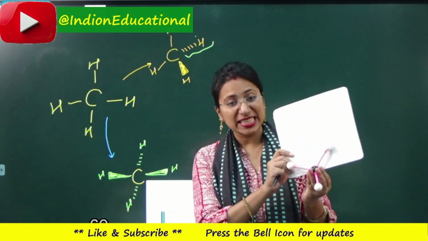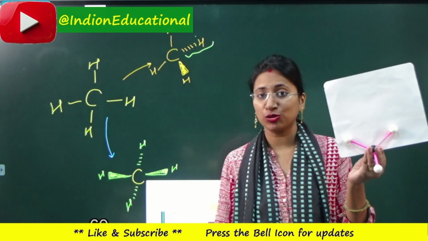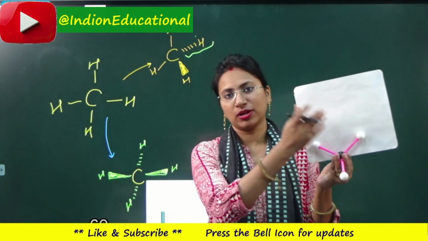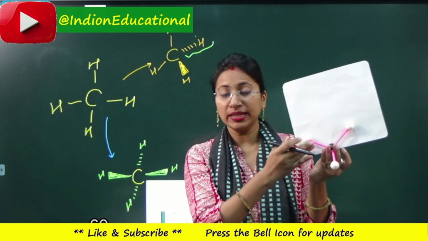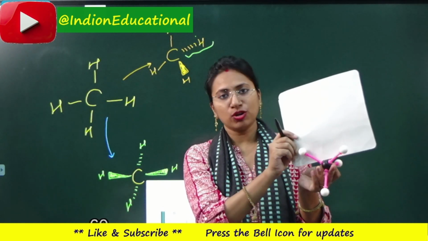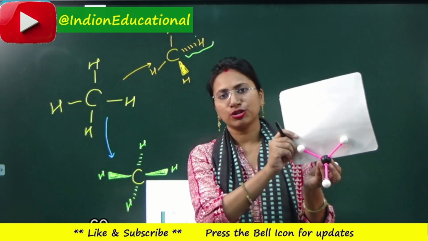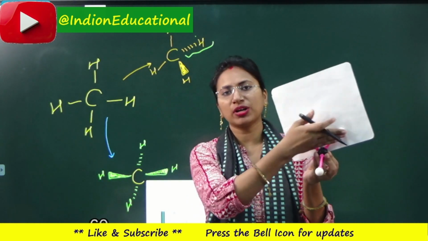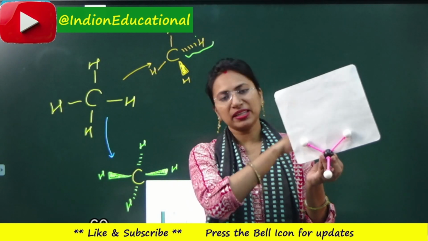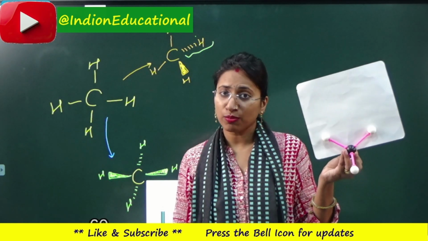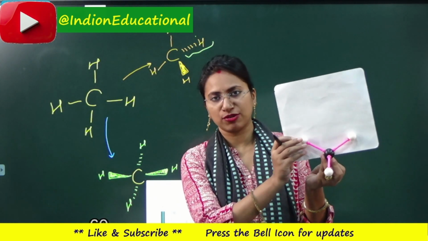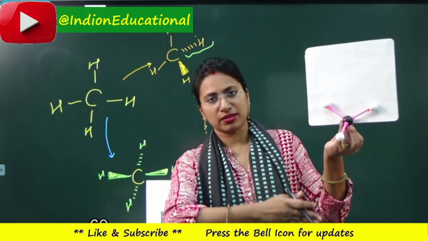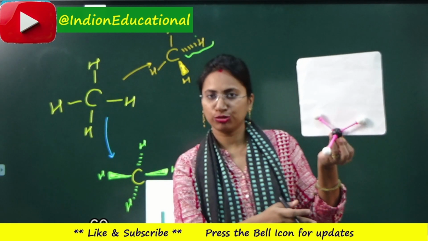And if you want to check this CH4 molecule and its geometry, you will find you can place any 2 carbon hydrogen bonds on a plane, or a plane can be passed through them. Any 2 carbon hydrogen bonds you can take, and you can pass a plane through them.